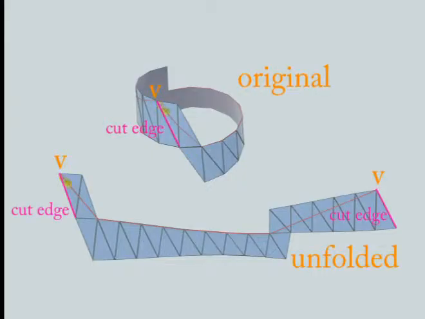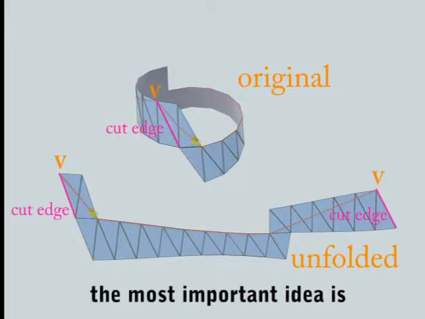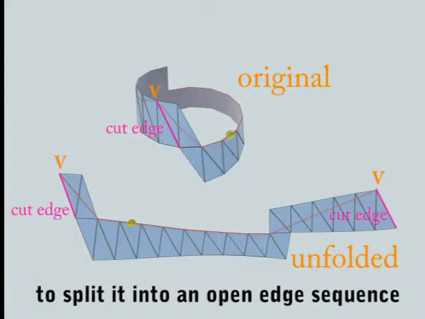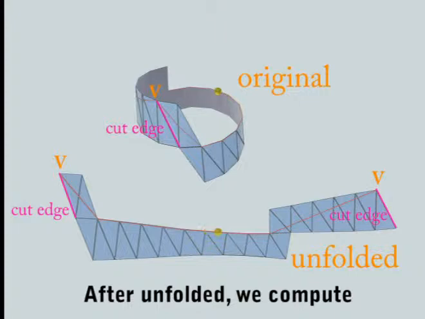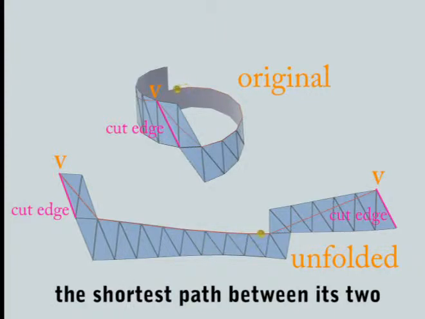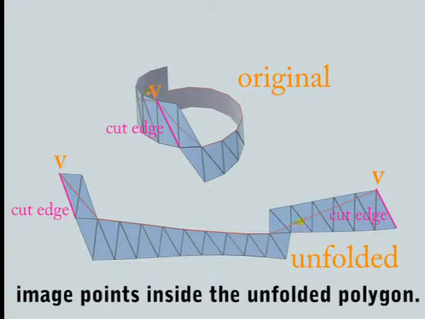We begin with computing the shortest loop restricted on a closed edge sequence. For this purpose, the most important idea is to split it into an open edge sequence at a certain vertex v. After unfolded, we compute the shortest path between its two image points inside the unfolded polygon.